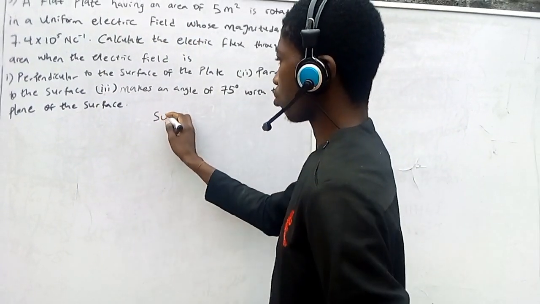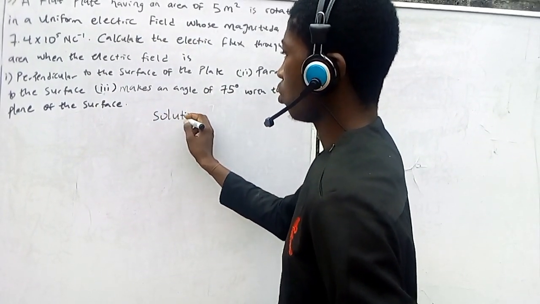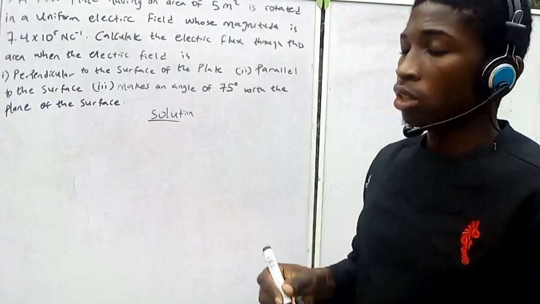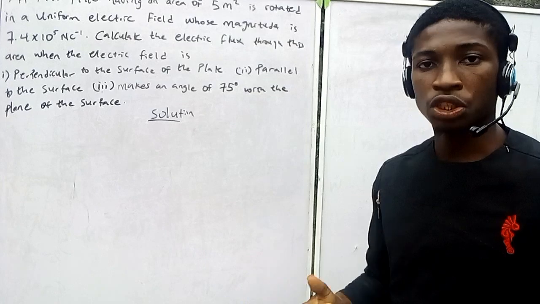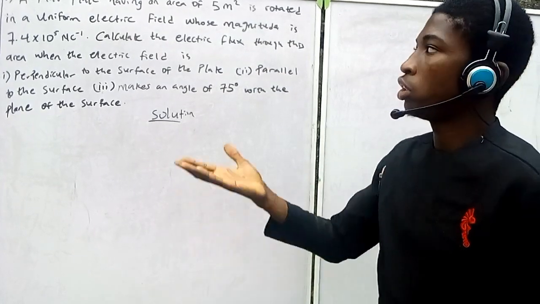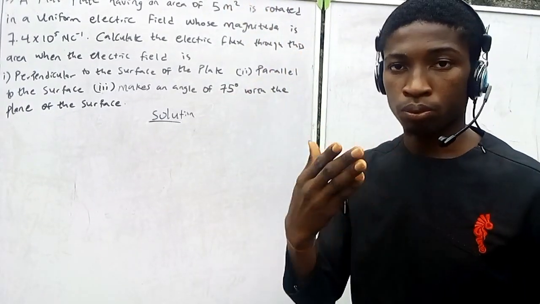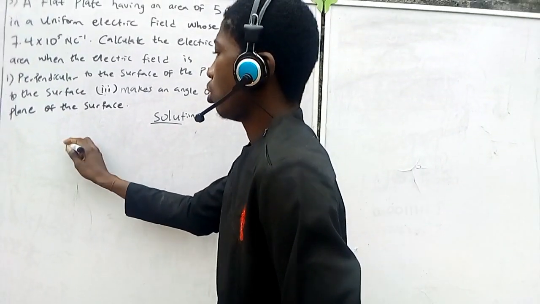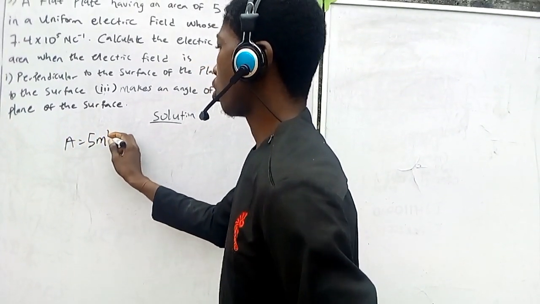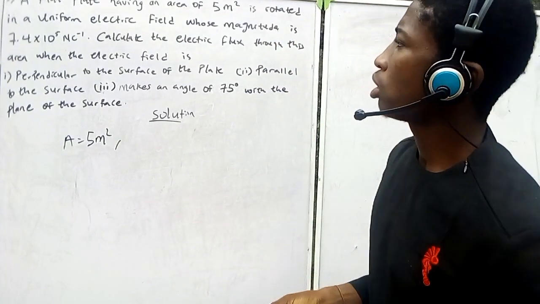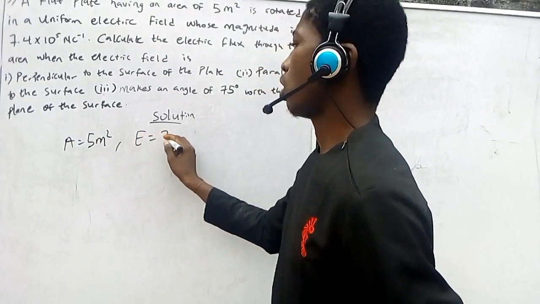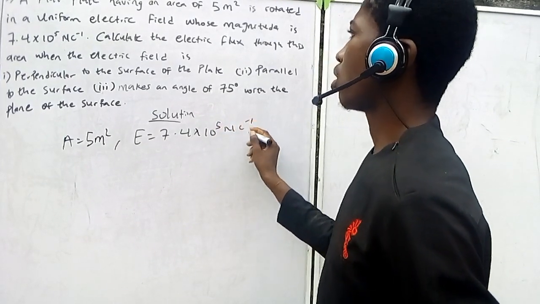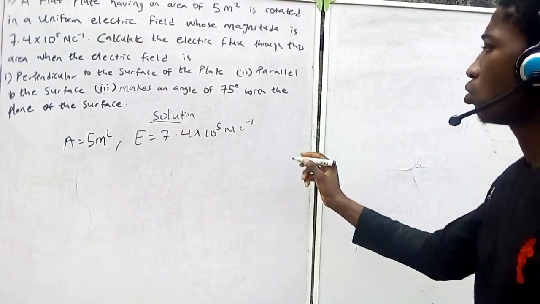So solution for number 1, obviously we have what? An area, because the shape was not given. Say a flat plate. Is it a circular one, a rectangular one, a triangle one? We don't know, so they give us the area. As I've told you, if they didn't give you the shape, they must give you the area. So the area is 5 meters squared, right? And the electric field is 7.4 times 10 to the power 5 Newton per coulomb. Calculate the electric flux.